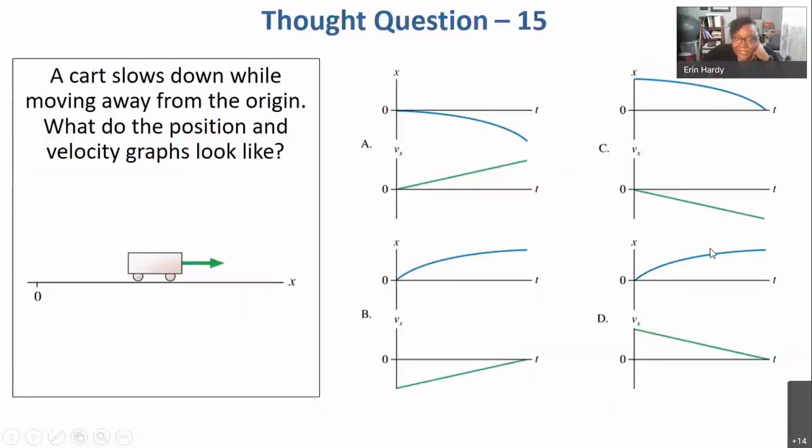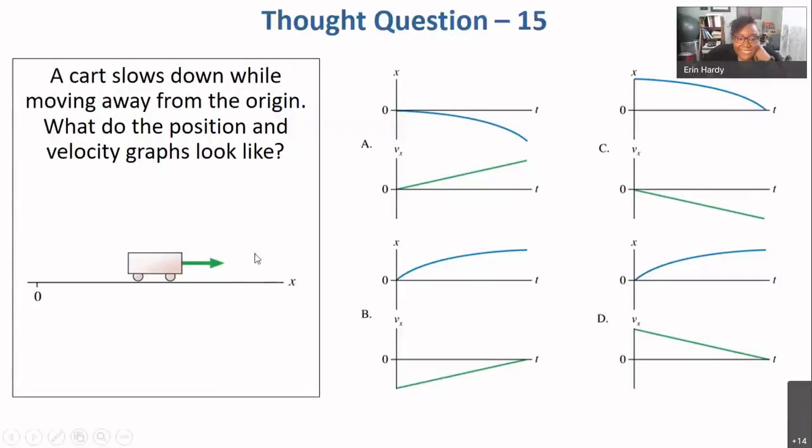So it's really easy to conflate the rules that we laid out for the meaning of the slope of a position graph with the meaning of the slope of a velocity graph. And we've got a couple of thought questions that ask us to think about both of those scenarios at once instead of just one or the other. So imagine we have a cart that's slowing down while moving away from the origin. So it's moving in the positive direction in this case. What do the position and velocity graphs look like?